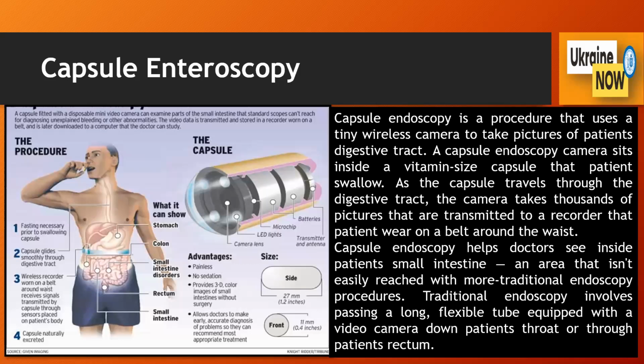One more type of endoscopy is capsule endoscopy. It's a procedure that uses a tiny wireless camera to take pictures of the patient's digestive tract. The camera sits inside a vitamin-sized capsule the patient swallows. As the capsule travels through the digestive tract, the camera takes thousands of pictures that are transmitted to a recorder the patient wears on a belt around the waist. Capsule endoscopy helps doctors see inside the patient's small intestine, an area that isn't easily reached with more traditional endoscopic procedures.